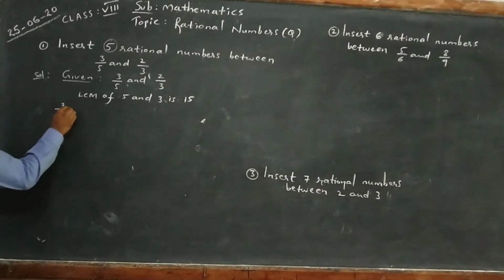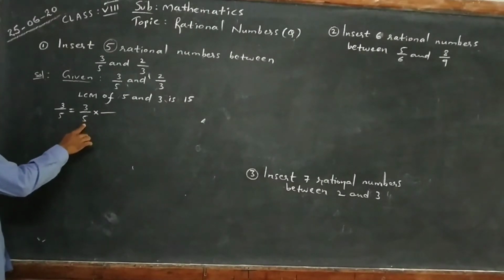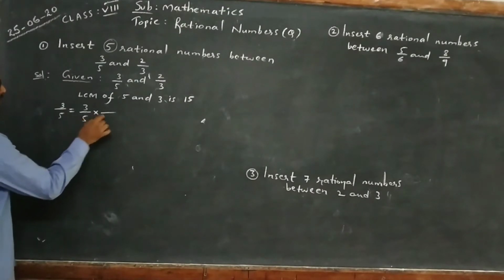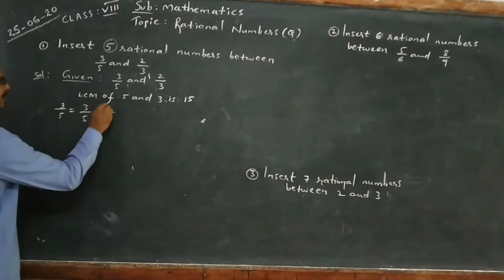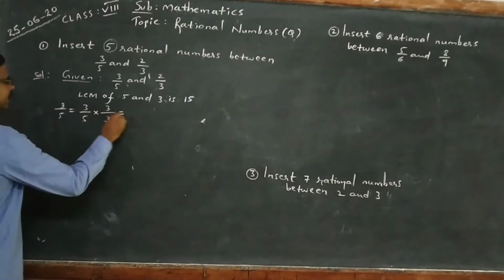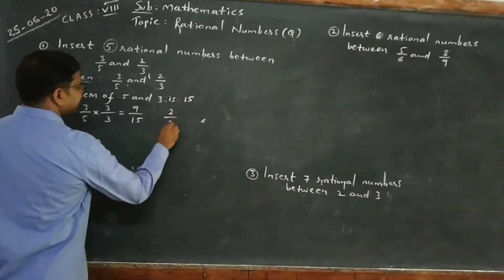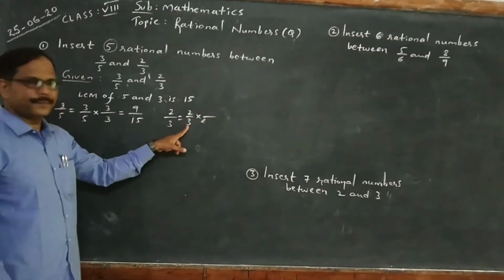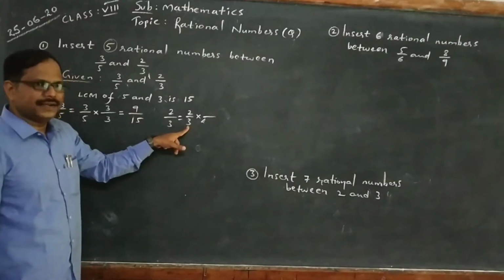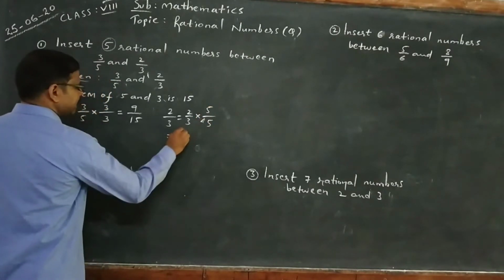Now 3 by 5 should be changed into 15 as denominator. By what number should you multiply 5 to get 15? Yes, you are right. 5 3s are 15. So 3 by 3 I am doing. So 3 3s are 9 by 15. Similarly, take 2 by 3, into 5 by 5. Here we have 3. To make this 15, by what number should you multiply? 3 5s. Right? So 10 by 15.